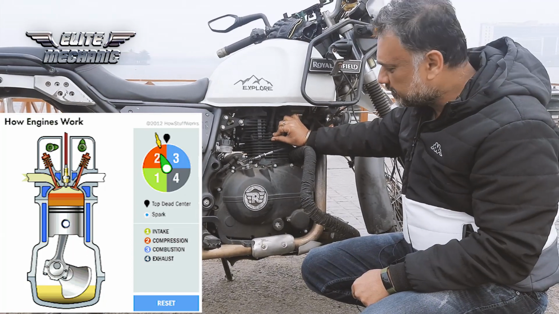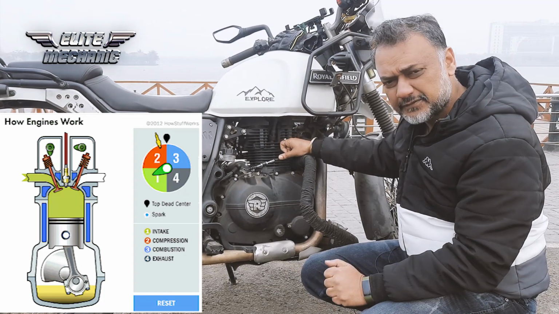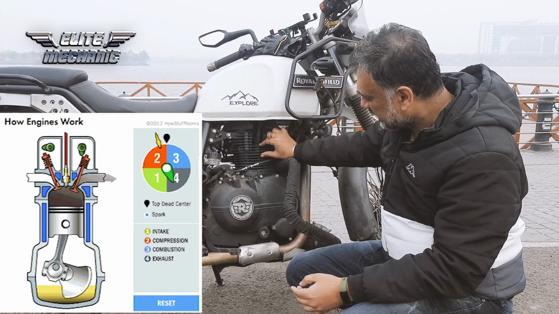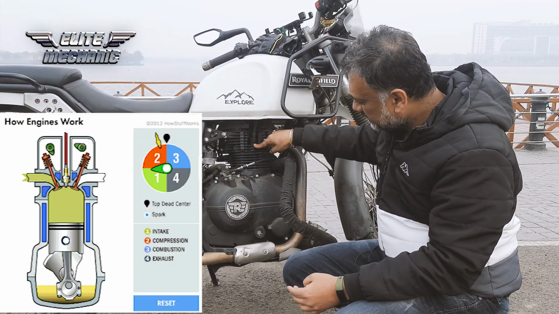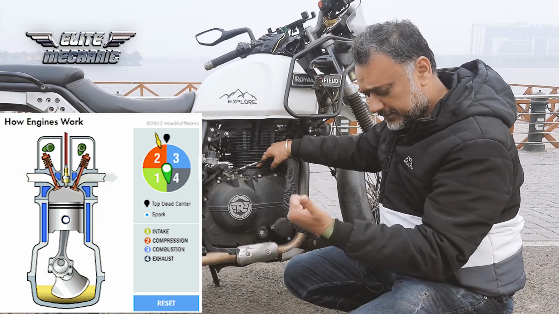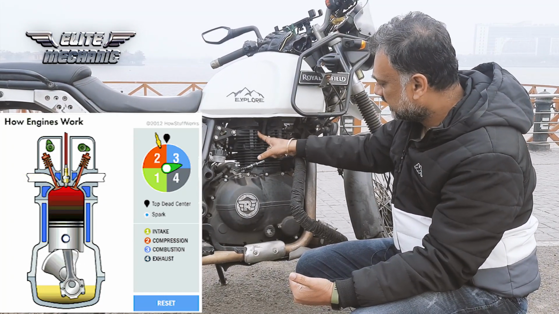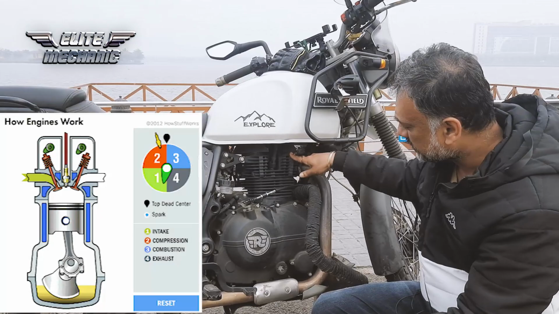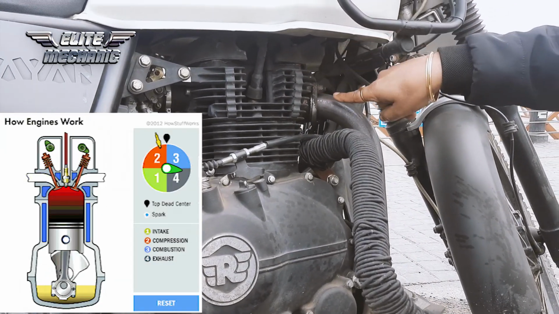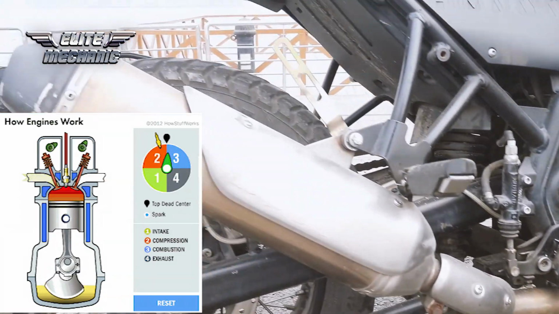The third comes the power stroke. In the power stroke, we have the spark plug here. The spark plug ignites the fuel-air mixture and the gases are formed. So it expands inside. During the power stroke, the piston now is pushed down again. And the fourth, the exhaust stroke, now the piston comes back again to the top. The inlet remains closed, the exhaust remains open, and the exhaust gases are pushed out from the exhaust valve via the exhaust pipe and it is given out.